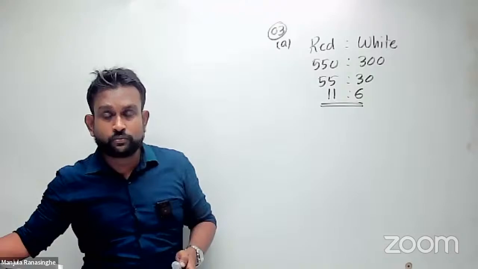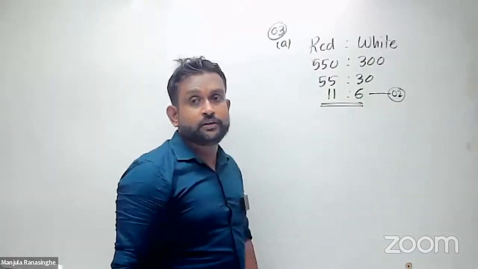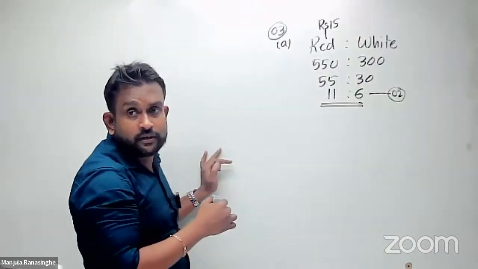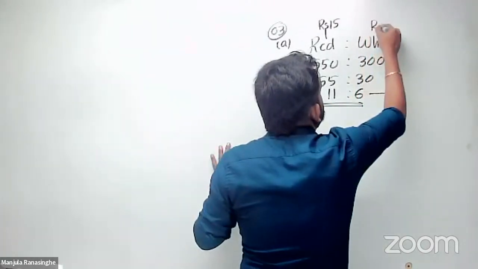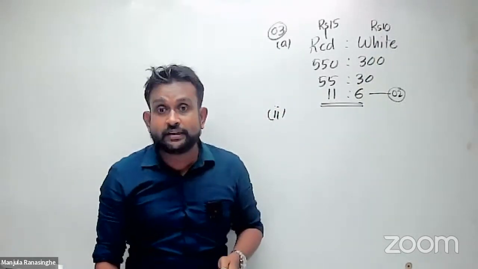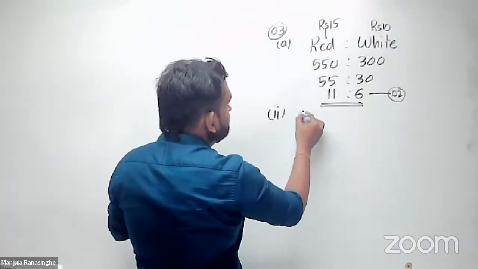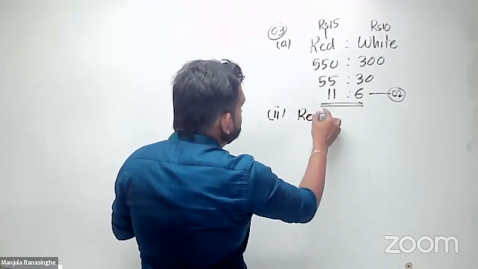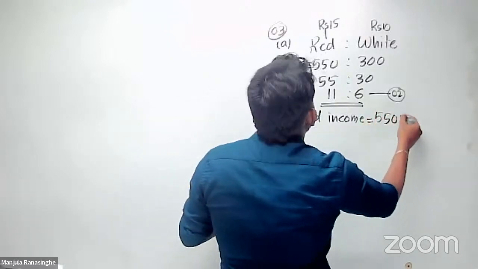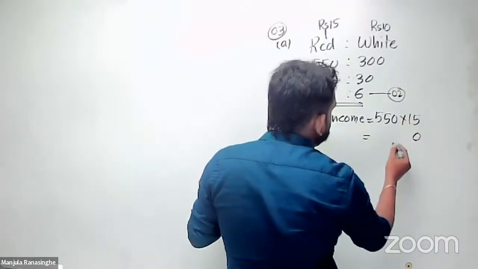Then part 2. If a red lotus was sold for 15 rupees, and a white lotus was sold for rupees 10, then they ask: find the total amount gained by the seller from selling the flowers. So for the red lotus income, just multiply 550 by 15.